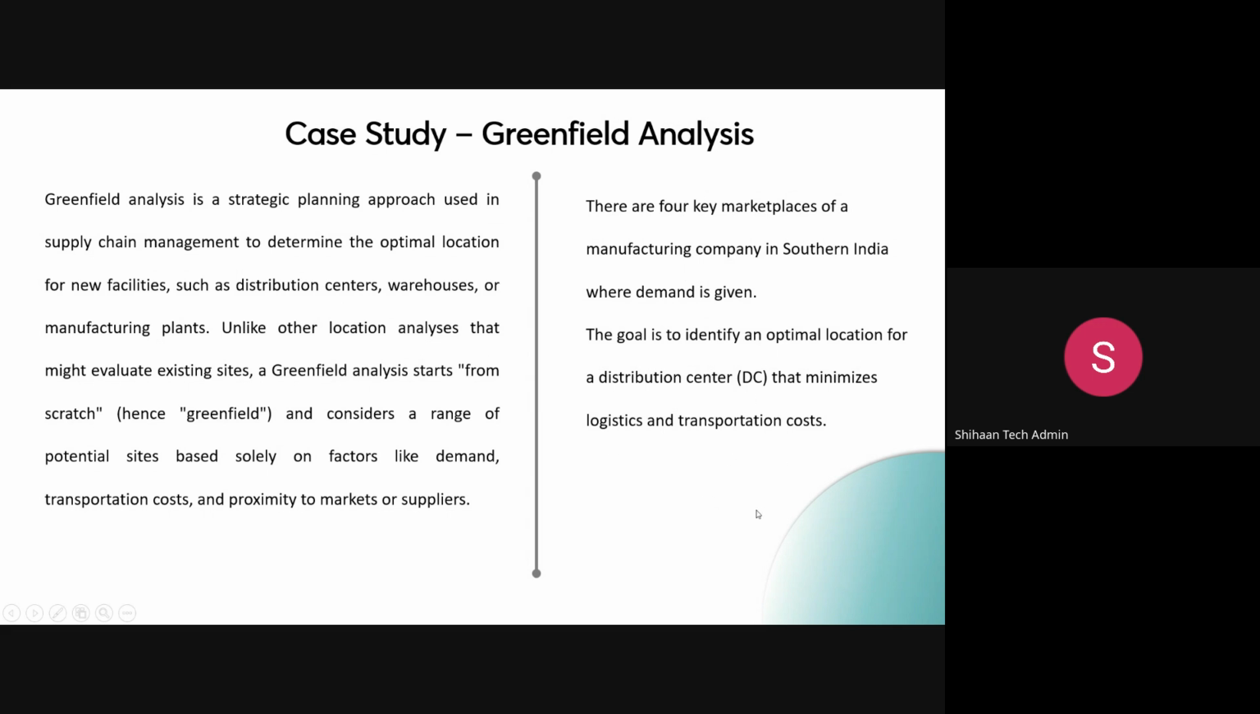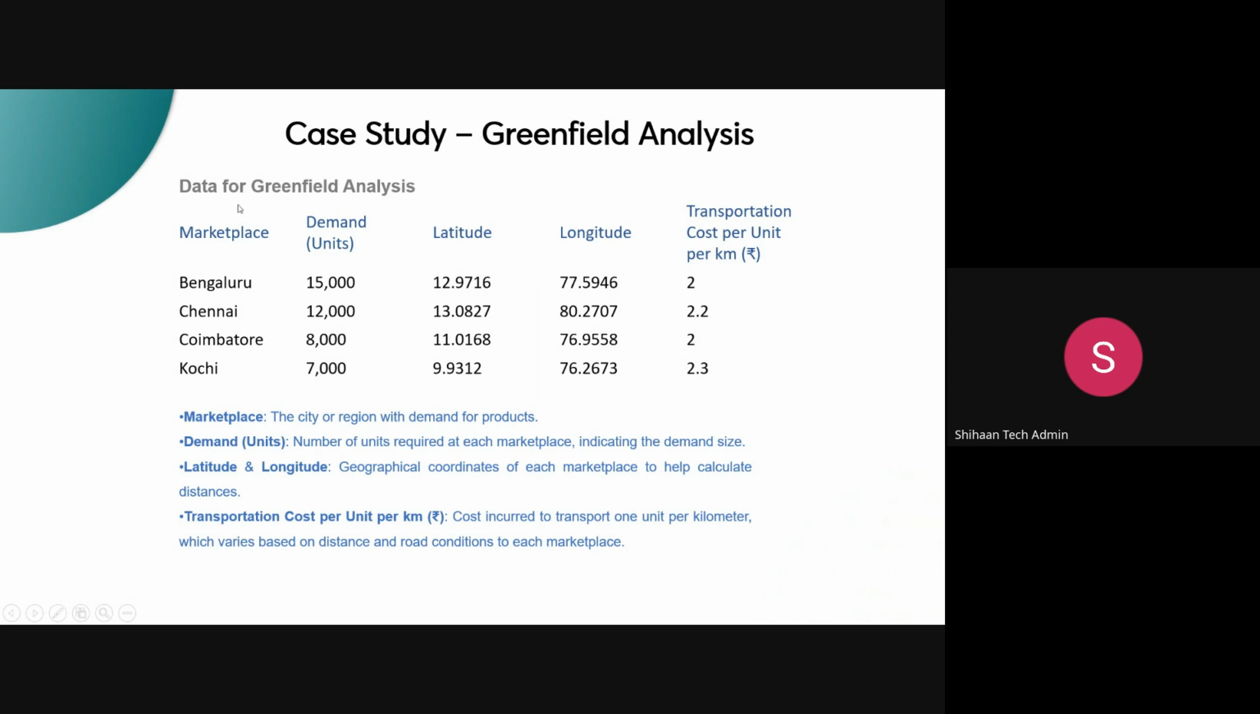So let's look at the data. The data for this greenfield analysis is given as you can see: there are four marketplaces, Bangalore, Chennai, Coimbatore, and Kochi, and the demands are given in units. This is a monthly demand: 15,000 units for Bangalore, 12,000 for Chennai, 8,000 for Coimbatore, and 7,000 for Kochi. Even their latitude and longitude are given, showing where these marketplaces are located.